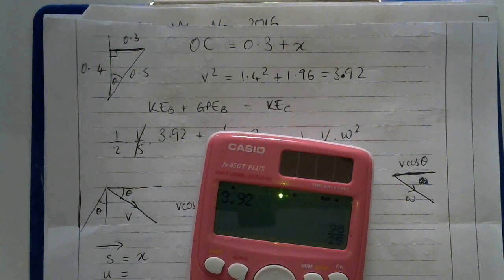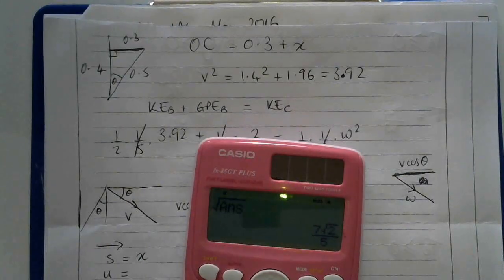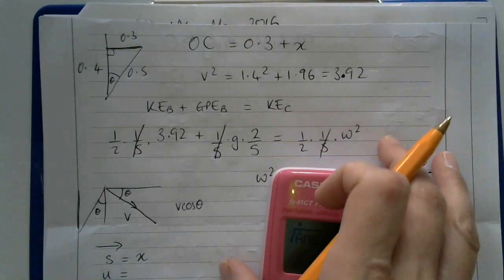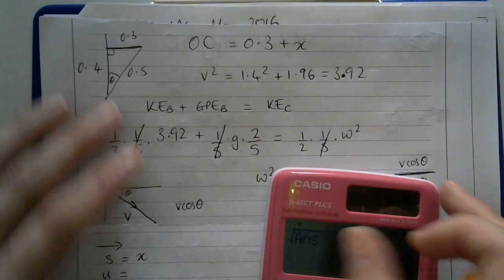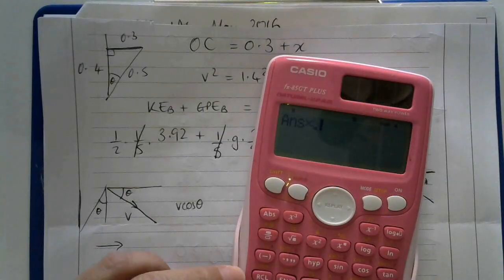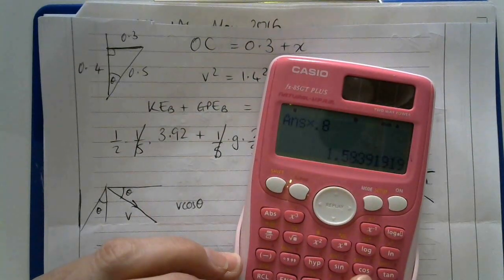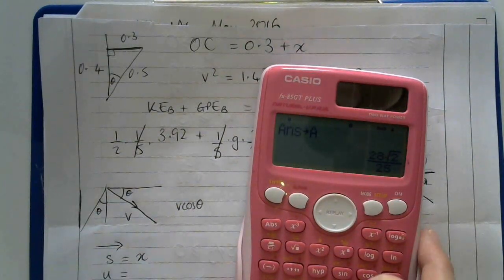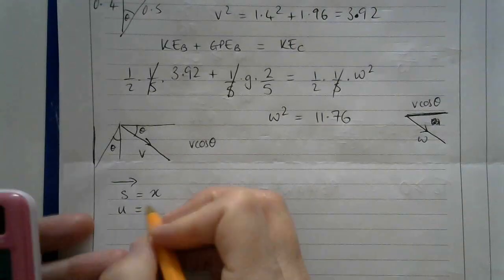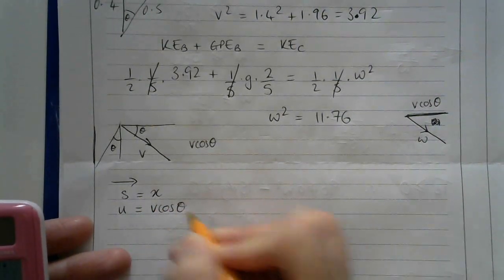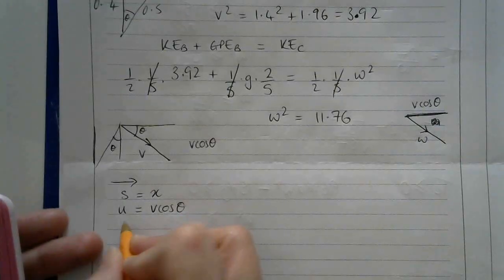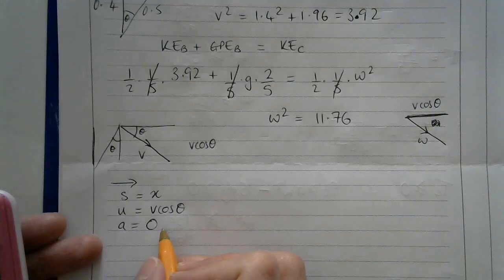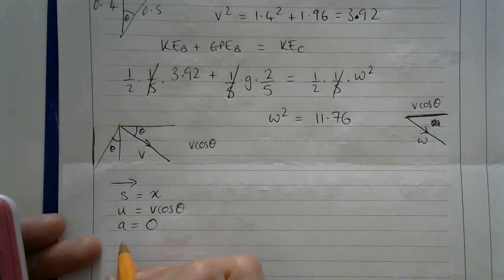3.92 square rooted, and that then gets multiplied by cos theta, and cos theta was 4/5, so times 0.8, and that gives me this yucky thing. I'm going to stick that in my memory A. It's quite a horrible number. But this was basically v cos theta, and it's a value that I have. Okay, I know the acceleration is 0 in this direction if it's moving freely under gravity. So I need one more thing.